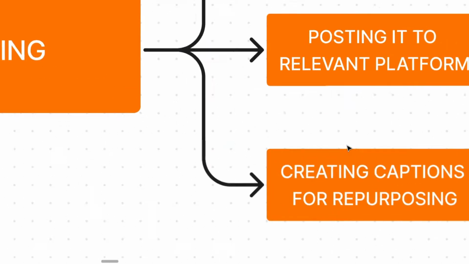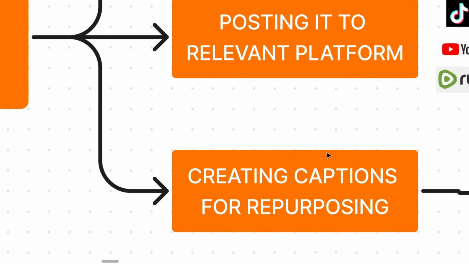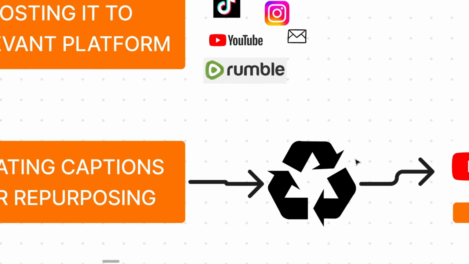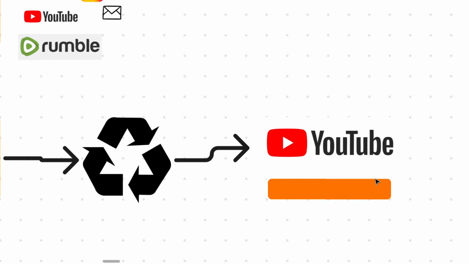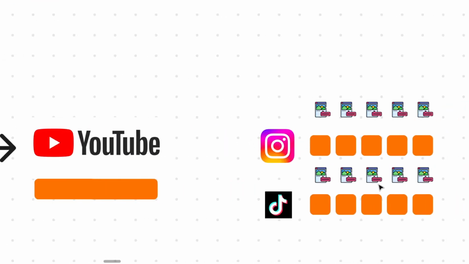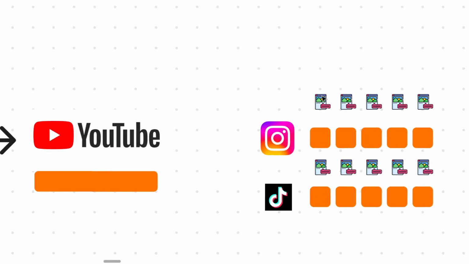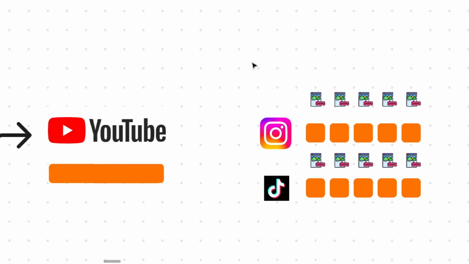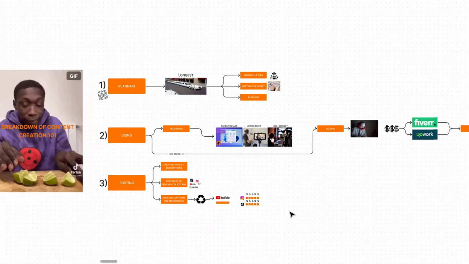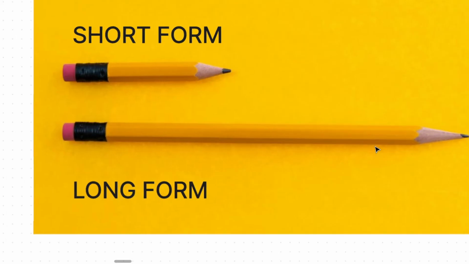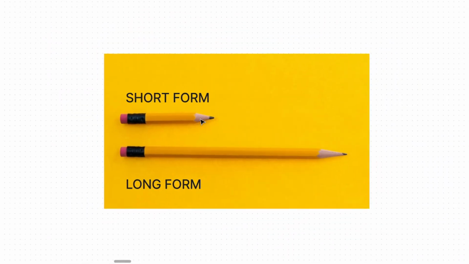And then obviously we're going to repurpose that content, so we have to create specific captions for each of the repurposing platforms. The way we usually do it, we get the YouTube video and we split it up into individualized clips. And then for each one of these clips, we have to generate a caption depending on the social media platform. That's the third stage of actually posting the content. Now, just to be clear, guys, as I said at the start, we are going to be focused on long form content rather than short form content.